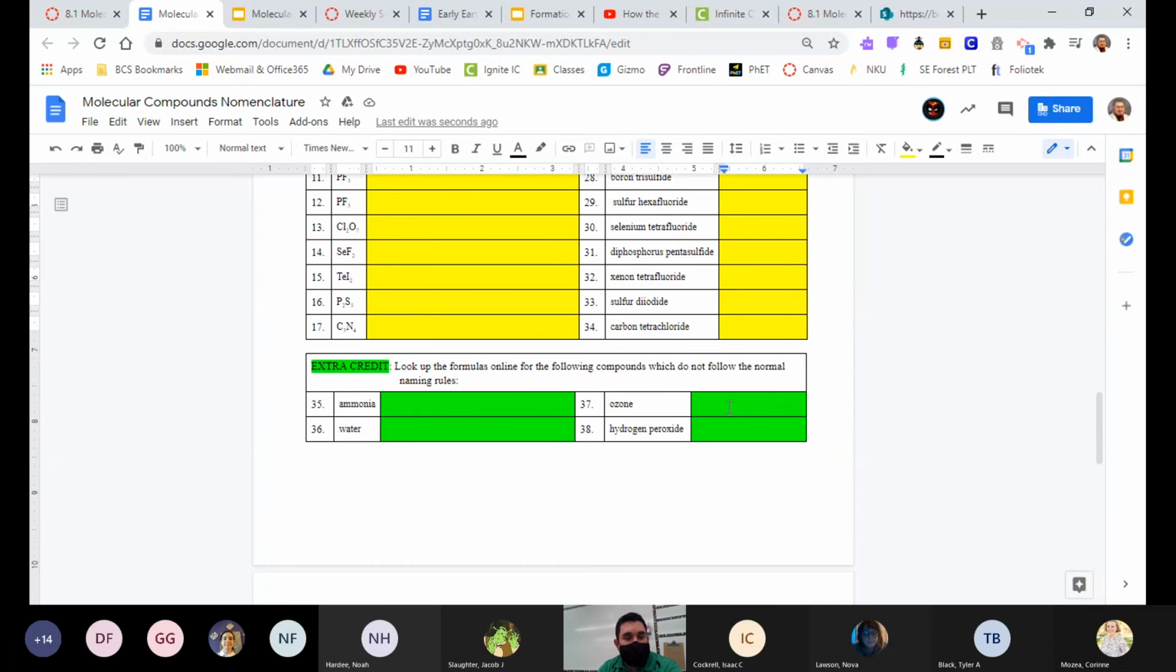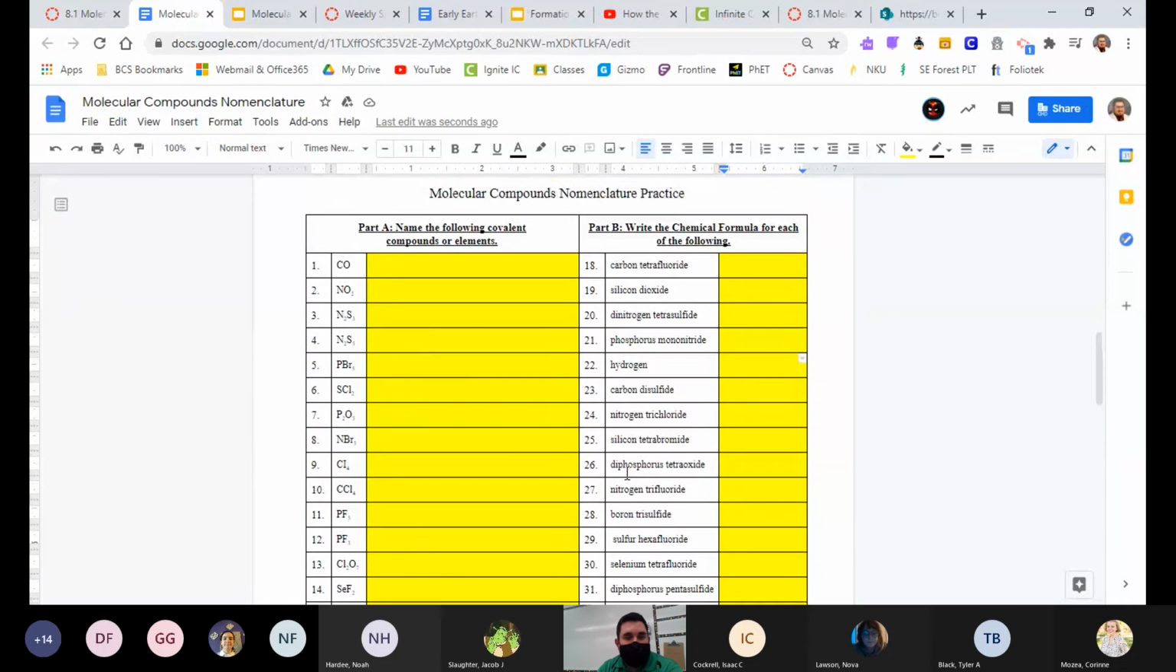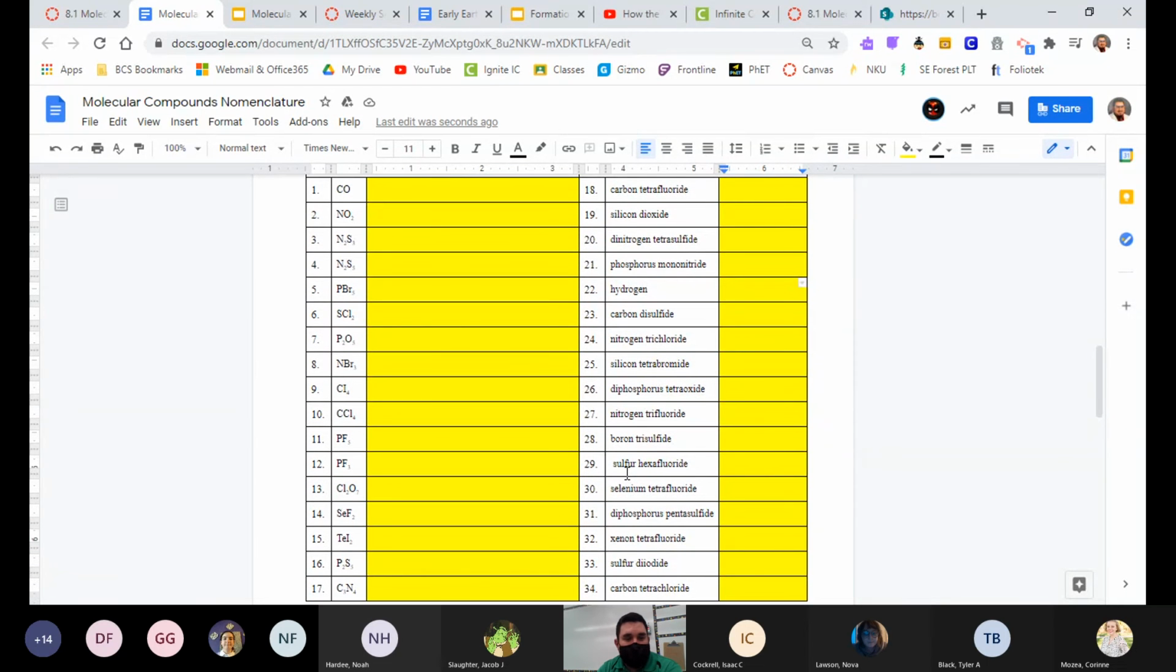Okay, there are some other ones here. These are everyday names. They're pretty simple, little extra credit. Figure out the formulas. You probably know one of them already, I hope. I hope you know water already. But again, a little extra credit to go find the common name with a couple of formulas.